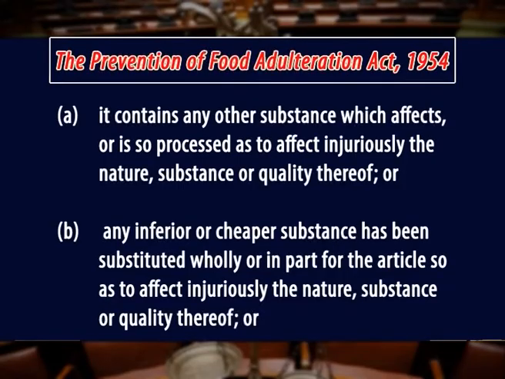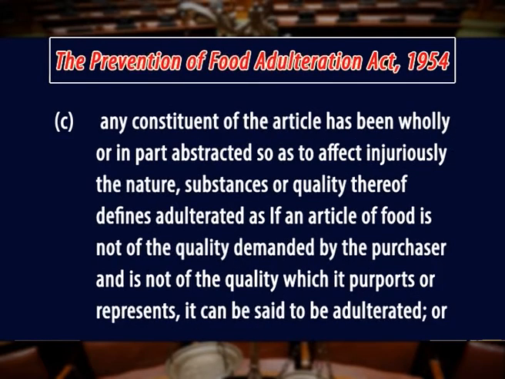According to Section 2(ia) of the Act, an article of food shall be deemed to be adulterated if (a) it contains any other substance which affects, or is so processed as to affect, injuriously the nature, substance and quality thereof; or (b) any inferior or cheaper substance has been substituted wholly or in part for the article so as to affect injuriously the nature, substance or quality thereof; or (c) any constituent of the article has been wholly or in part abstracted so as to affect injuriously the nature, substance or quality thereof; or (d) if an article of food is not of the quality demanded by the purchaser, and if not of the quality which it purports or represents, it can be said to be adulterated.